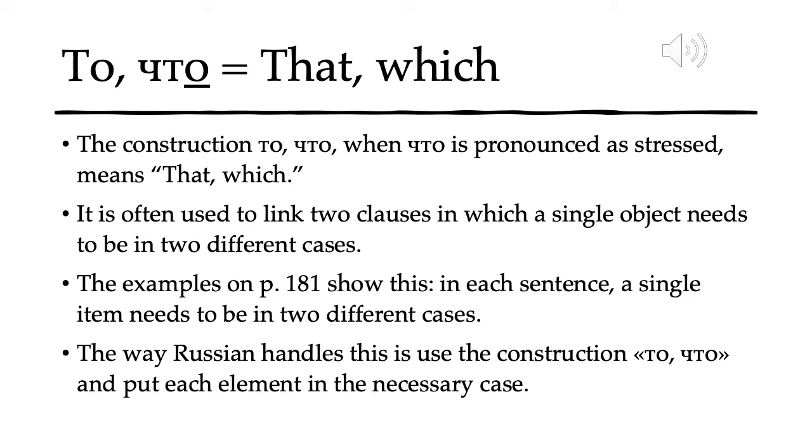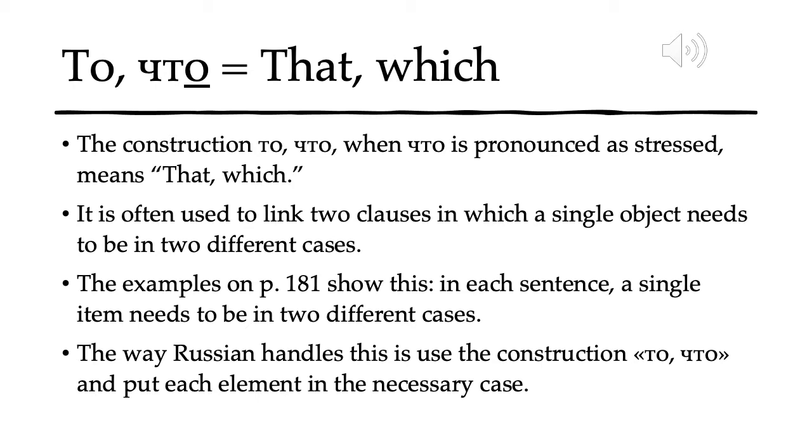So if you look at the examples on page 181 of your textbook, you will see that this is the case. In each sentence, we're referring to a single item that needs to be in two different cases in the two different clauses. Sometimes they look the same because they are nominative and accusative, but they are in two different cases in each of the examples. And as you can see in those examples, the way that Russian handles this is to use this construction то, что, and put each element in the necessary case.